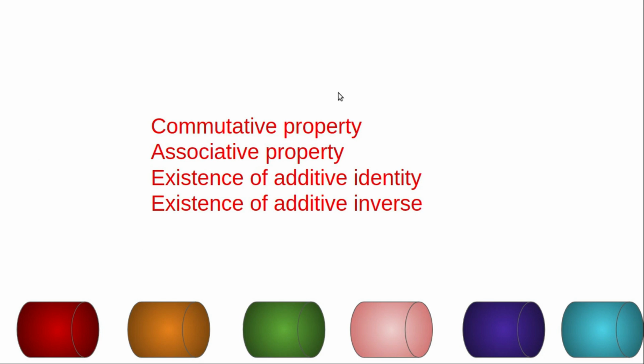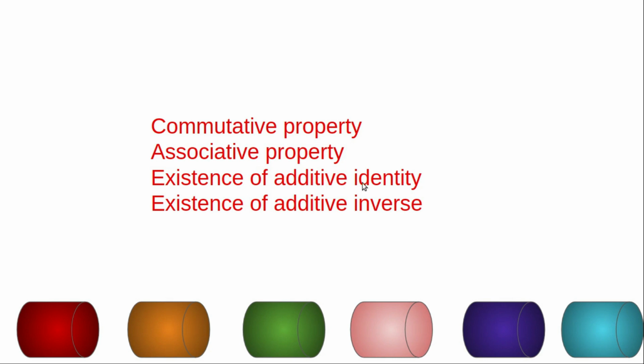So we have three properties discussed. Commutative property, that is A plus B equal to B plus A for any two matrices of order m by n. Associative property, that is A plus (B plus C) equal to (A plus B) plus C for any three matrices A, B, C of same order.